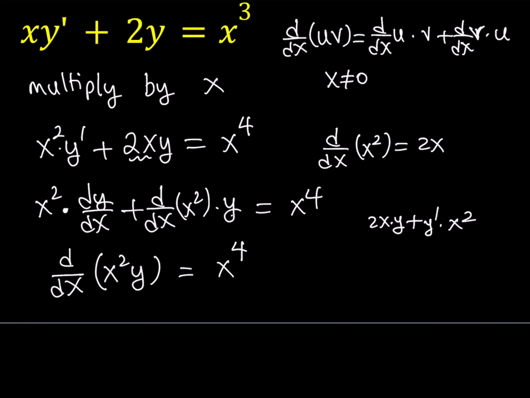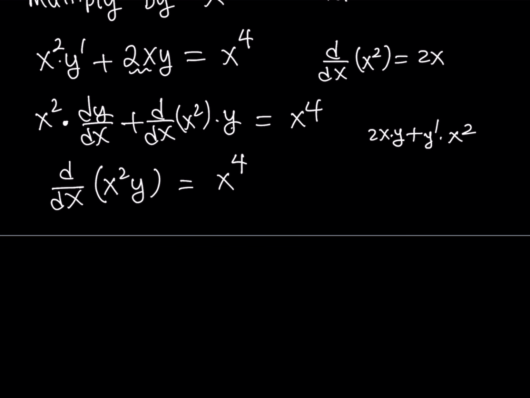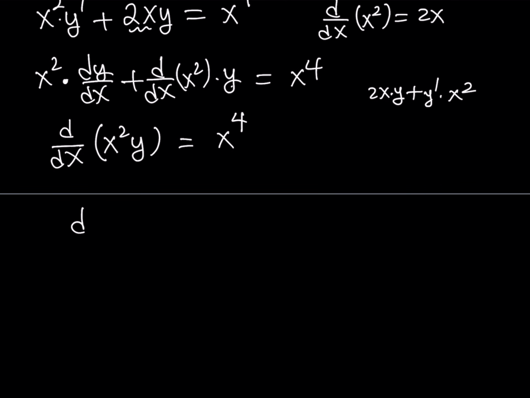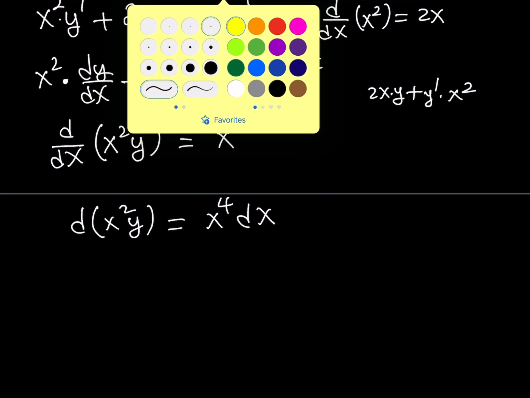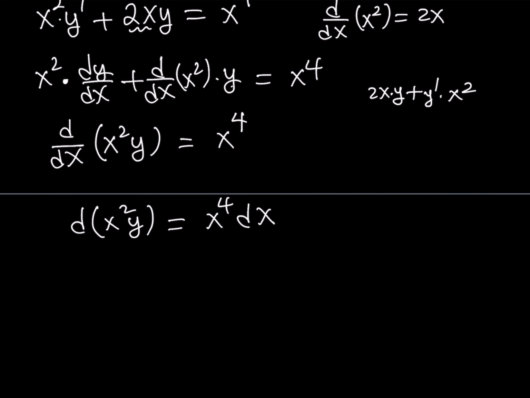So from this we are going to be solving for y, but let's go ahead and multiply both sides by dx. That gives us d of x squared y equals x to the 4th dx. So we have differentials on both sides. That's good because we are about to integrate. Let's go ahead and integrate both sides, because as you know, if you have two differentials that are equal, that's kind of cool, because that means that you were able to separate some stuff.